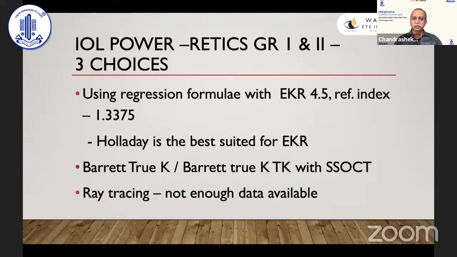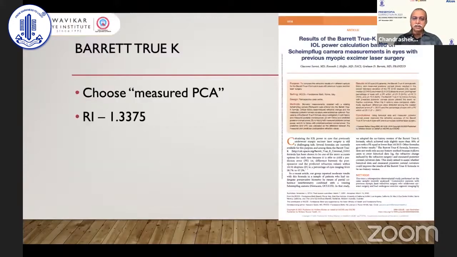So we decided to go straight ahead with the calculation for cataract surgery. And we use regression formula with EKR 4.5. Of course, we can also use Barrett-Truquet TK with SSOCT, ray tracing, not much experience. Now, then comes the second.